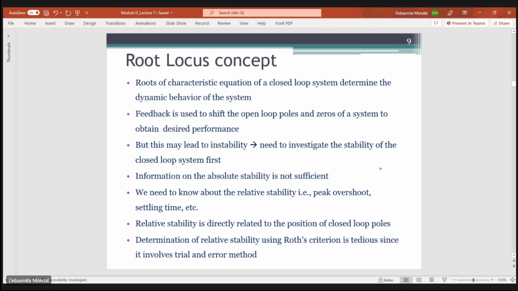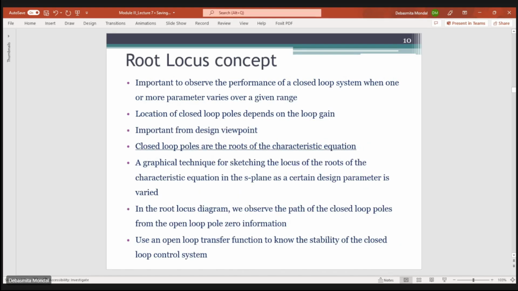In order to determine this relative stability using Routh's criteria, it is tedious, since it involves a trial and error method. So what we can do here is use a concept known as the root locus concept. This root locus is basically a graphical technique used for sketching the locus of the roots of a characteristic equation in the S-plane as a certain design parameter is varied.